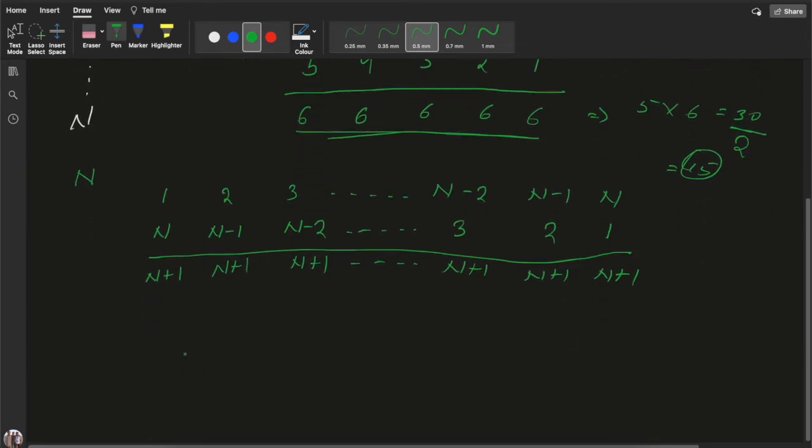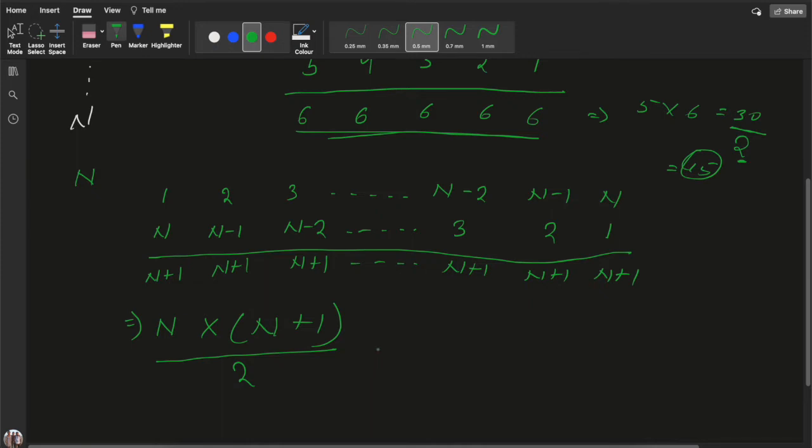Now, how many times is n plus 1 there? It is n times, right? So I can write n into n plus 1. I need to divide this also. Okay, let me divide this.